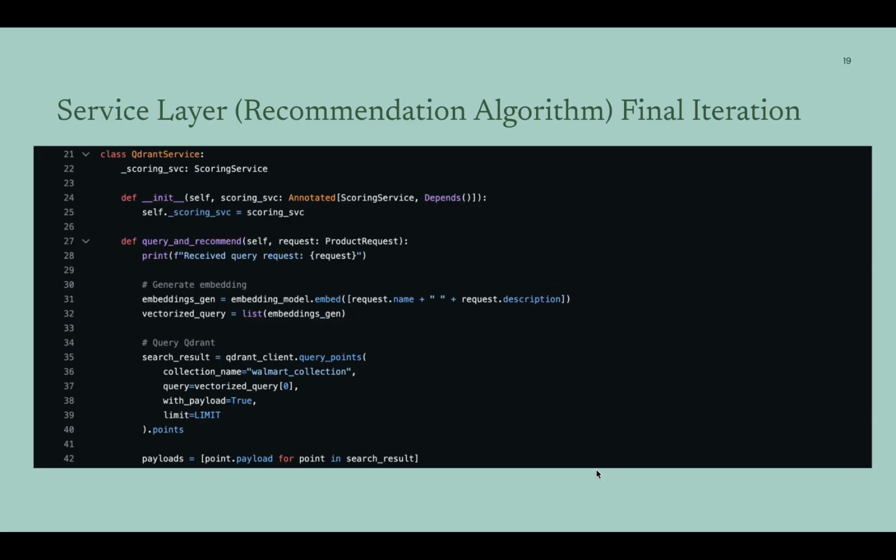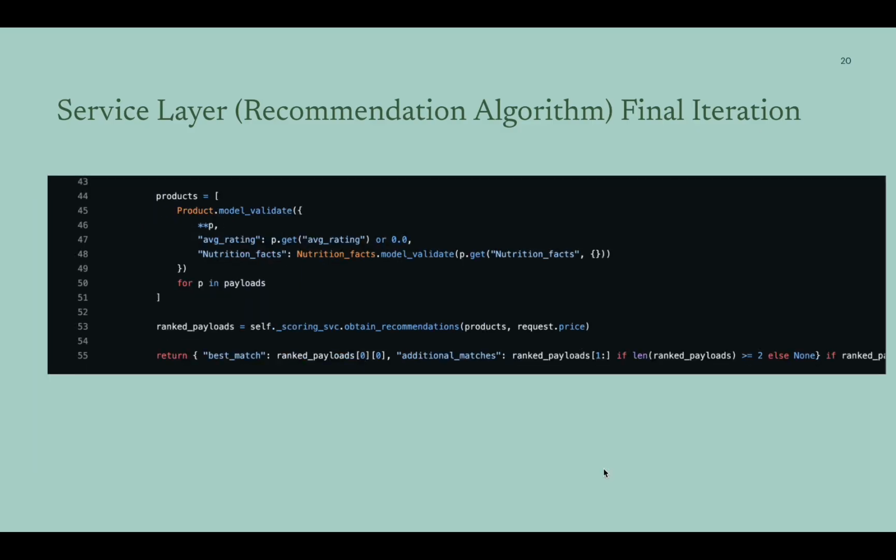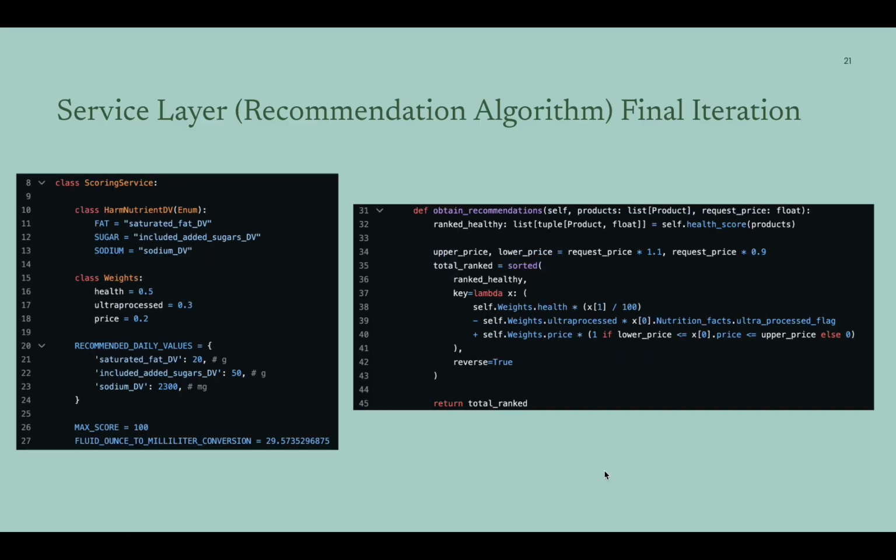For our final iteration, we did not change much about how we query Quadrant, but we did abstract all of our scoring logic into ScoringService, which is a class that is injected as a dependency into the QuadrantService upon initialization. After we've obtained our data from the database, we fit them all to the aforementioned product Pydantic model, and then pass them into our scoring service's obtain recommendations function, along with the price of the original product.